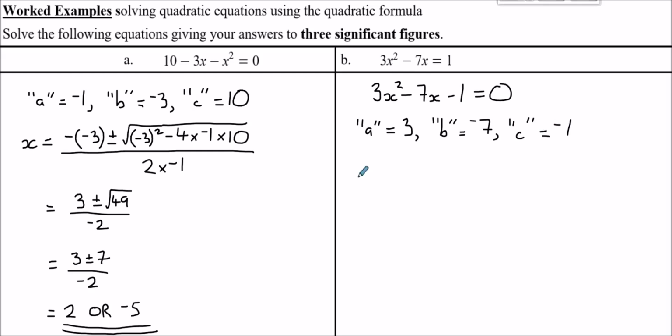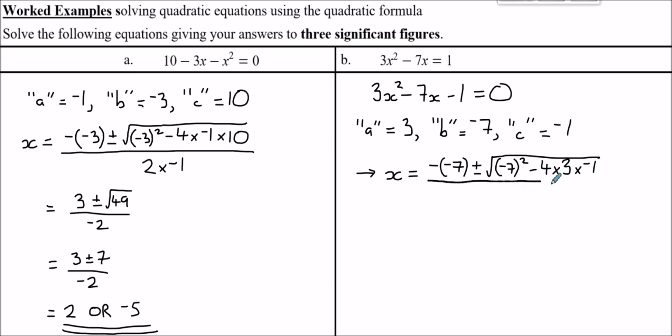So now we can just plug this in. So x is minus b, which is minus minus 7, plus or minus the square root of b squared, which is minus 7 all squared, minus 4 times a, which is 3, times c, which is minus 1, all divided by 2 lots of a, which is 2 times 3.